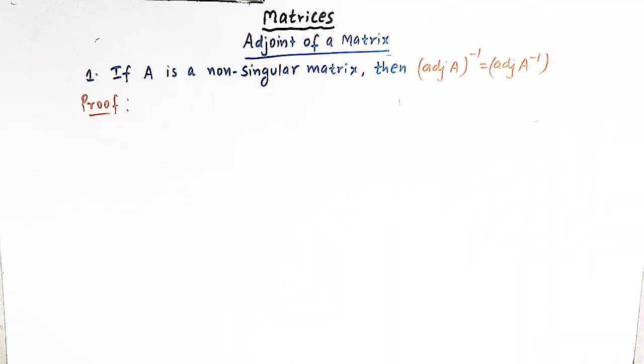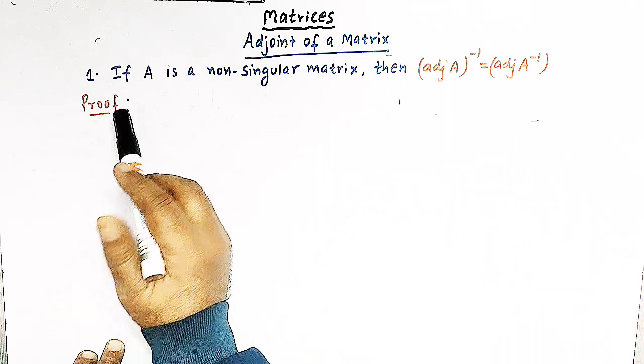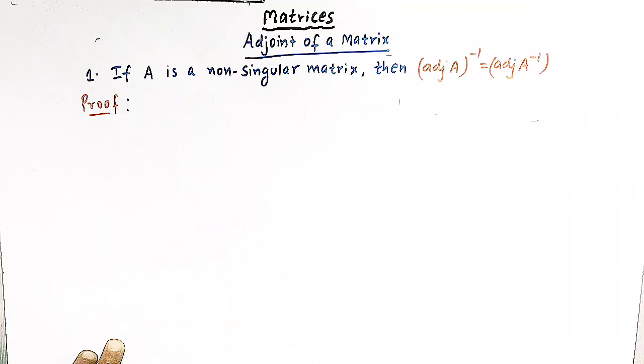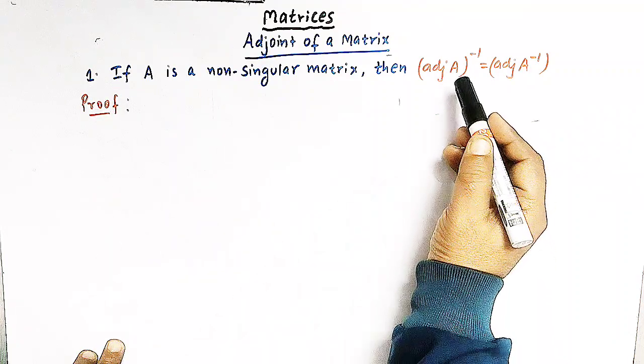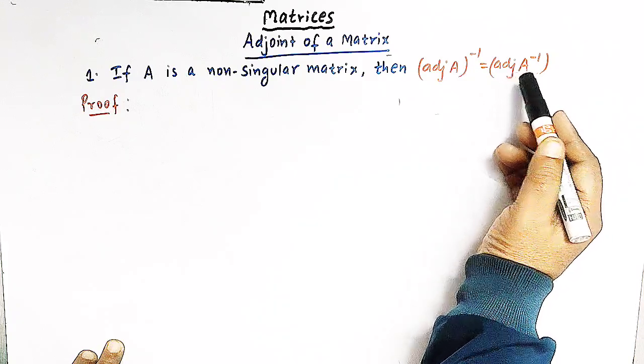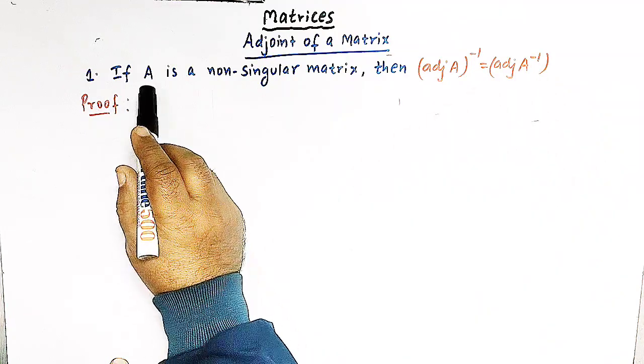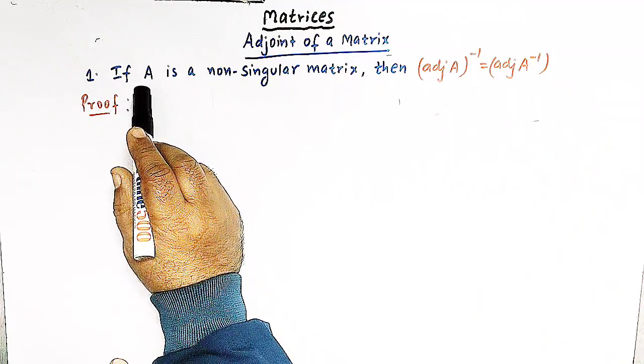Hello, viewers. In today's session, we are going to discuss some important results related to the adjoint of a matrix. Here we'll derive some important results. The first one is: if A is a non-singular matrix, then the inverse of the adjoint of A is equal to the adjoint of A inverse, where A inverse represents the inverse of the square matrix A.